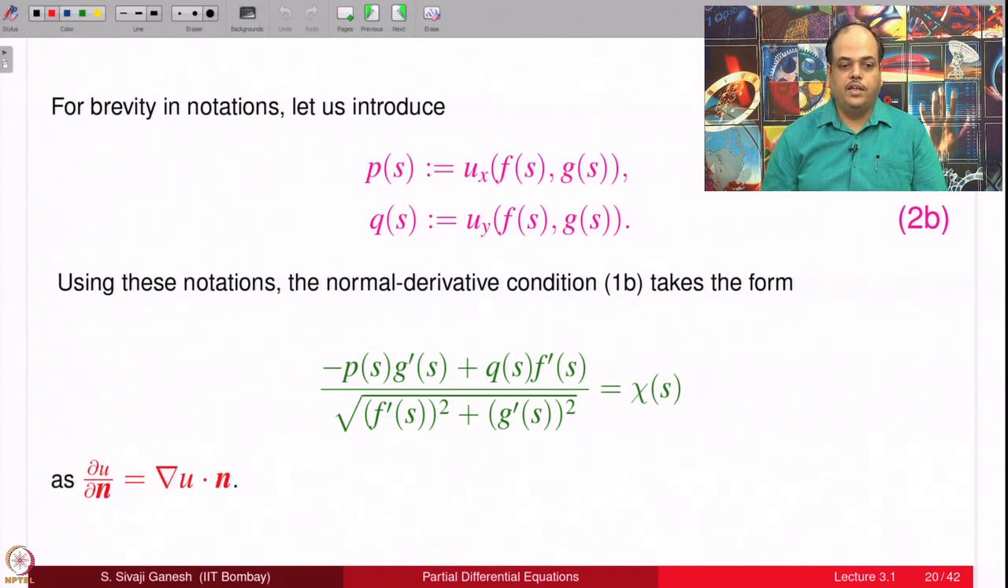And the normal derivative, dou u by dou n, is gradient u dot n. Gradient u is u x, u y, and n is minus g prime, f prime divided by root f dash square plus g dash square. That is why we get this equation.